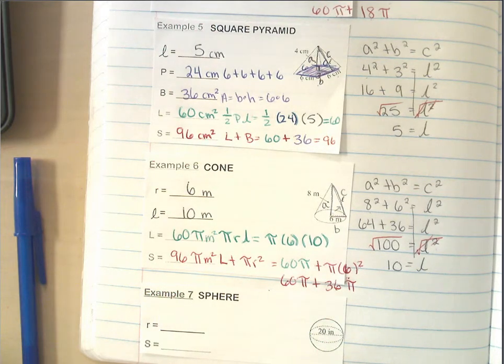Okay, so now you can complete the back side of your assignment, which is cones, just like this.